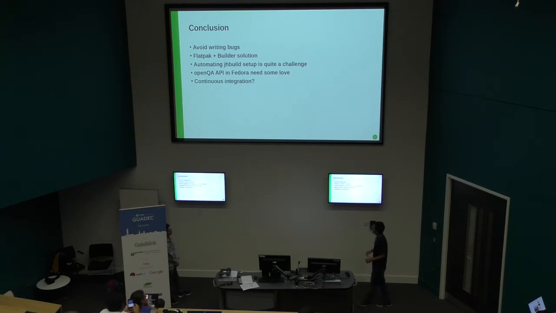And during the whole process of using openQA, the thing we chose Fedora for is that in Fedora, you can relatively easily set up GHBuild and build some applications. But what we found out is some of the OpenQA API in Fedora is missing, because it's relatively not that easy for you to use it.